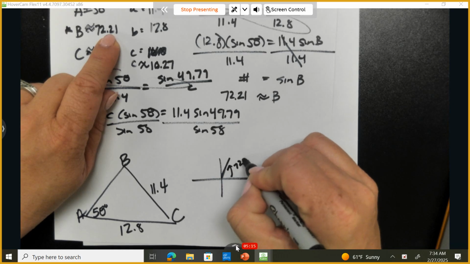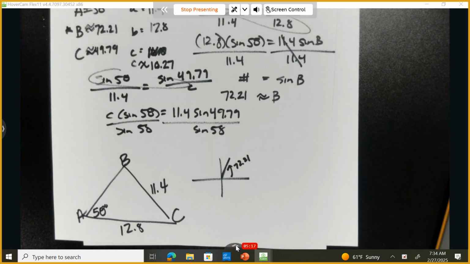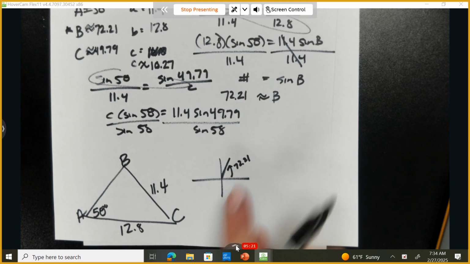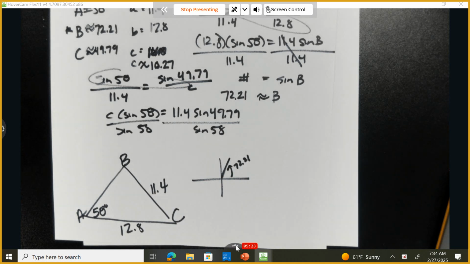This is 72.21. What quadrant could produce a sine value that is exactly equivalent to the sine of 72.21? Would it be quadrant 2, 3, or 4? Hands up high if you know. Chloe, can you share with me? Quadrant 2. You're right. Can you tell me why?